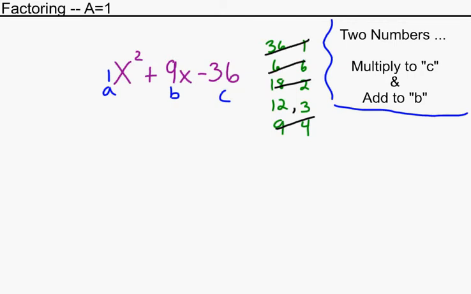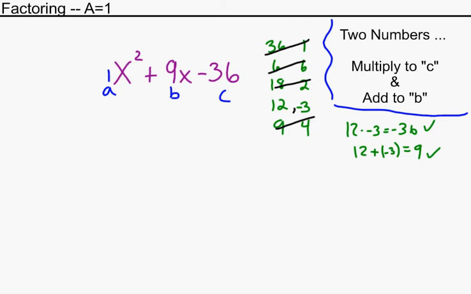So now 12 and 3 are my two numbers, but I have to figure out how I'm going to get a negative 36 and a positive 9. I know if they multiply to a negative, one of them has to be negative. And since they add up to a positive 9, I'm going to make the smaller one negative. When I sit back and look at it, 12 times negative 3 does equal negative 36. I'm good there. And 12 plus negative 3 does equal 9. So I'm good there. So this is the pair of numbers that I want.